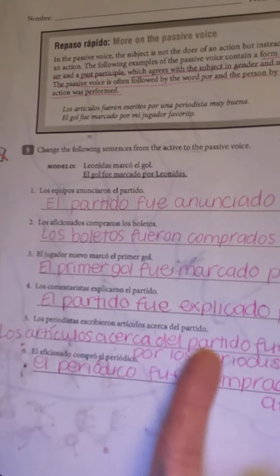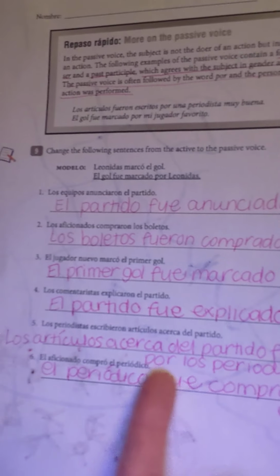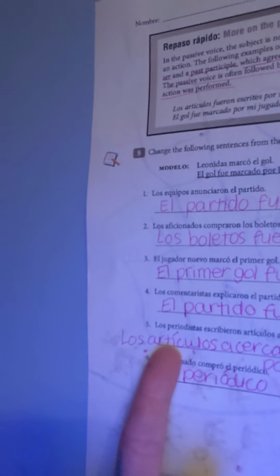Walking through one more. El partido fue explicado por los comentaristas. Número 5. Los artículos acerca del partido fueron escritos por los periodistas. Yay, we have an inflection in the past participle. Bravo! It only took us 5 examples to get here. So aquí, it's escritos because we're talking about los artículos.